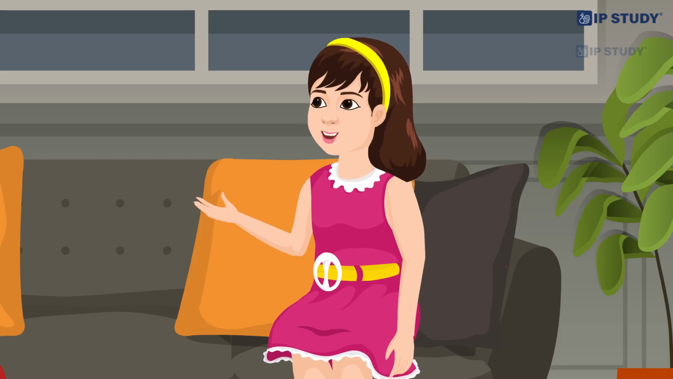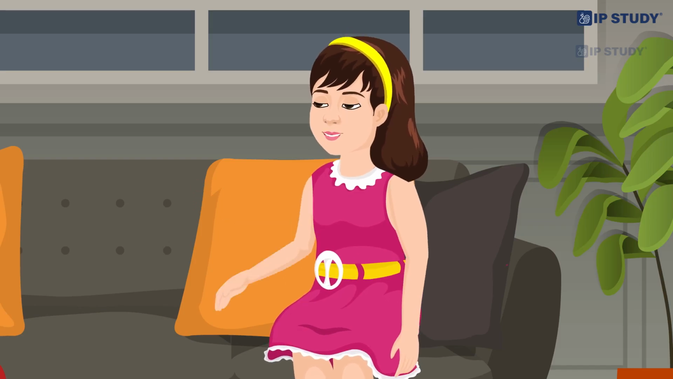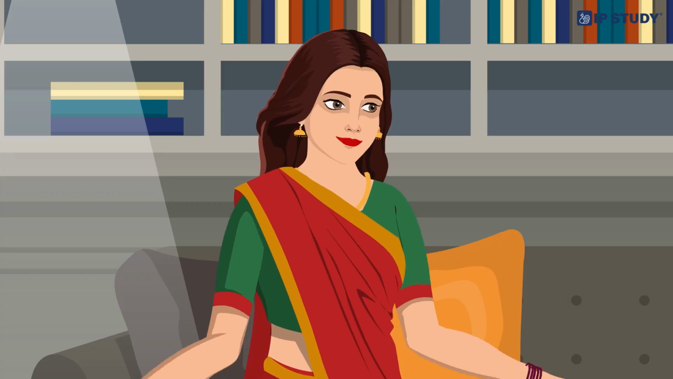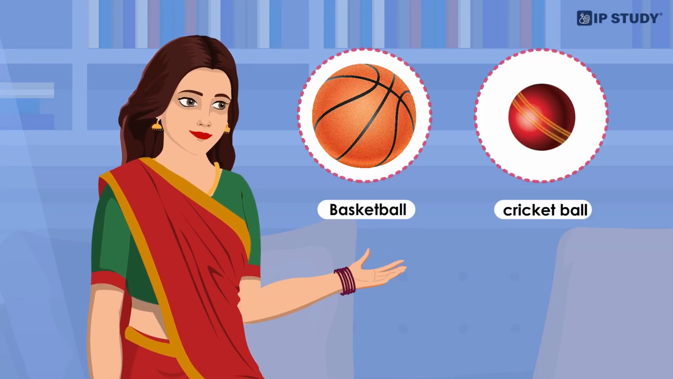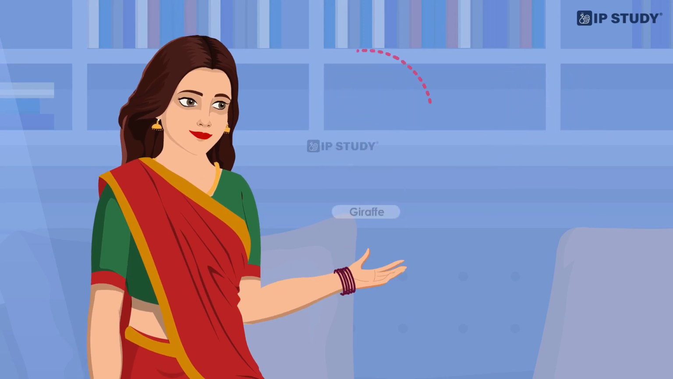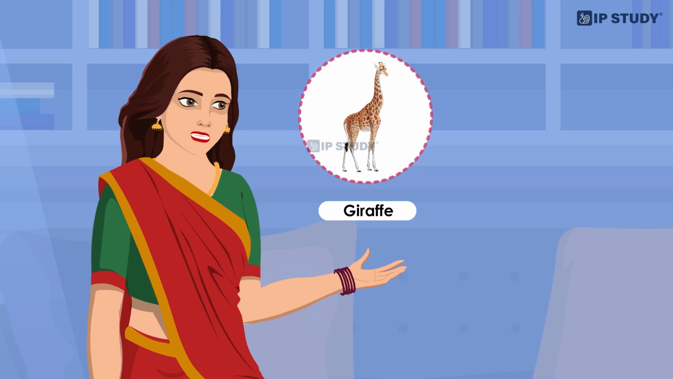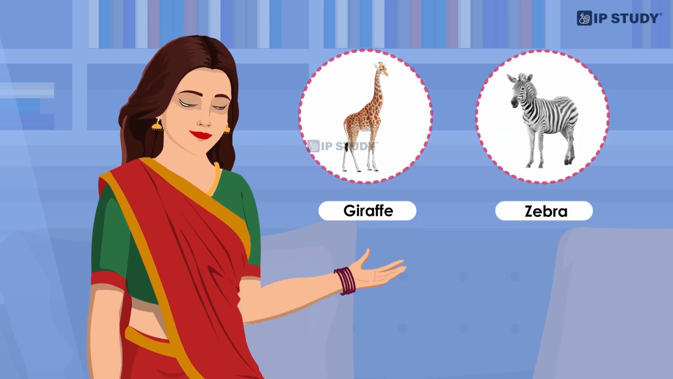Mom, can you give me more examples of comparisons? Of course, Janvi. Here are some examples. A basketball is bigger than a cricket ball. A giraffe is taller than a Zebra.